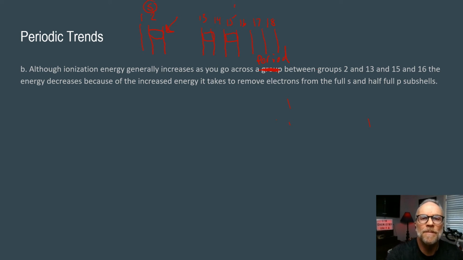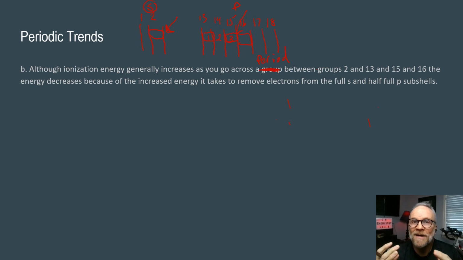Remember, this is the P, right? So I got P1, P2, P3. And so to remove this electron takes a lot more energy than to remove the next electron in the sequence. It's a little bit of a dip. But in general, the trend is to increase as you go across and decrease as you go down. And depending on your teacher, they may or may not quiz you on that kind of a refined concept.